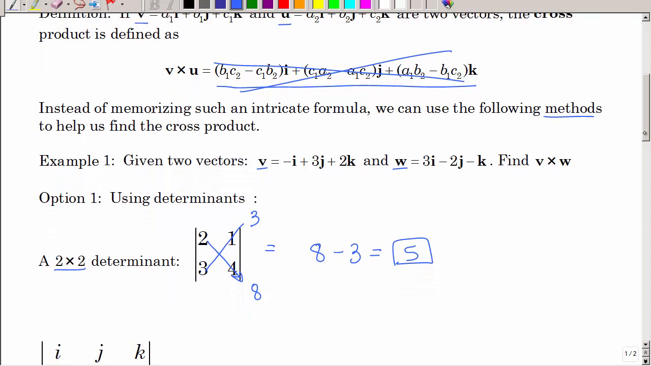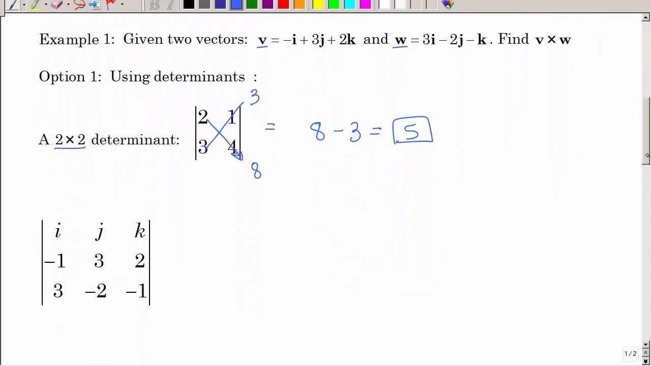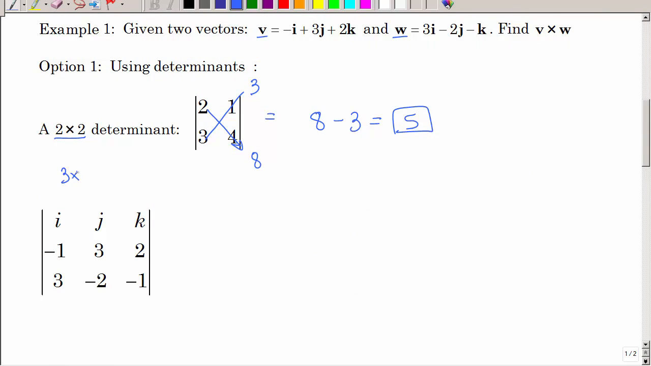However, our cross product involves something a little bit bigger than that. We have to look at what's called a 3 by 3 determinant. How do we set that up? Well, the first row is i, j, and k. Remember, those are our unit vectors in the direction of x, y, and z. Then the next row, because this is not commutative, order does matter, and we want to find v cross w, so the v comes first. Notice the components: -1, 3, 2 goes in this row. And then we have the components of w in this row.